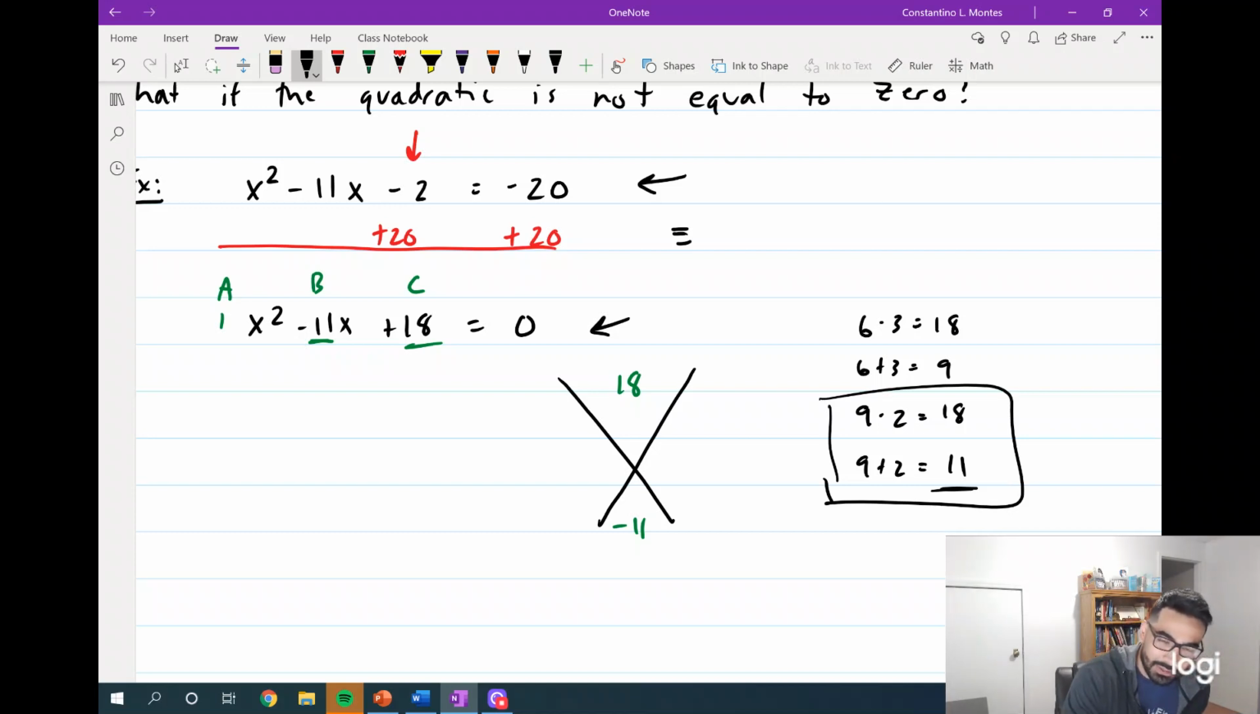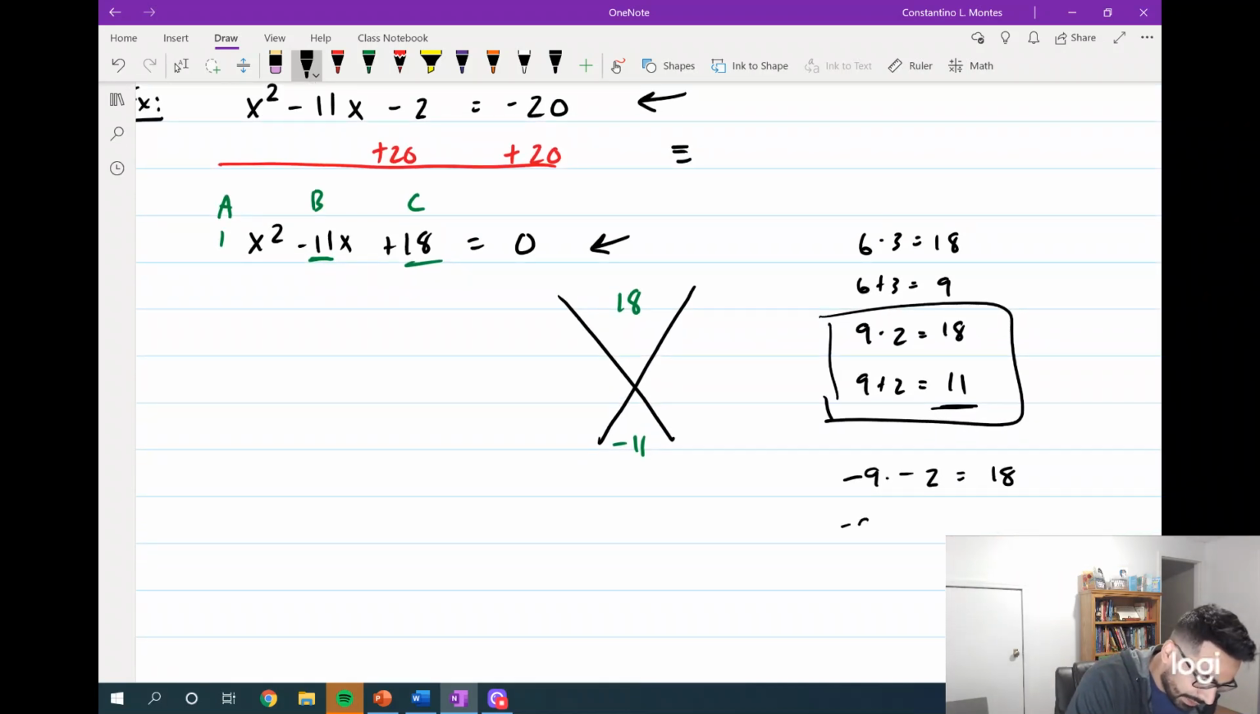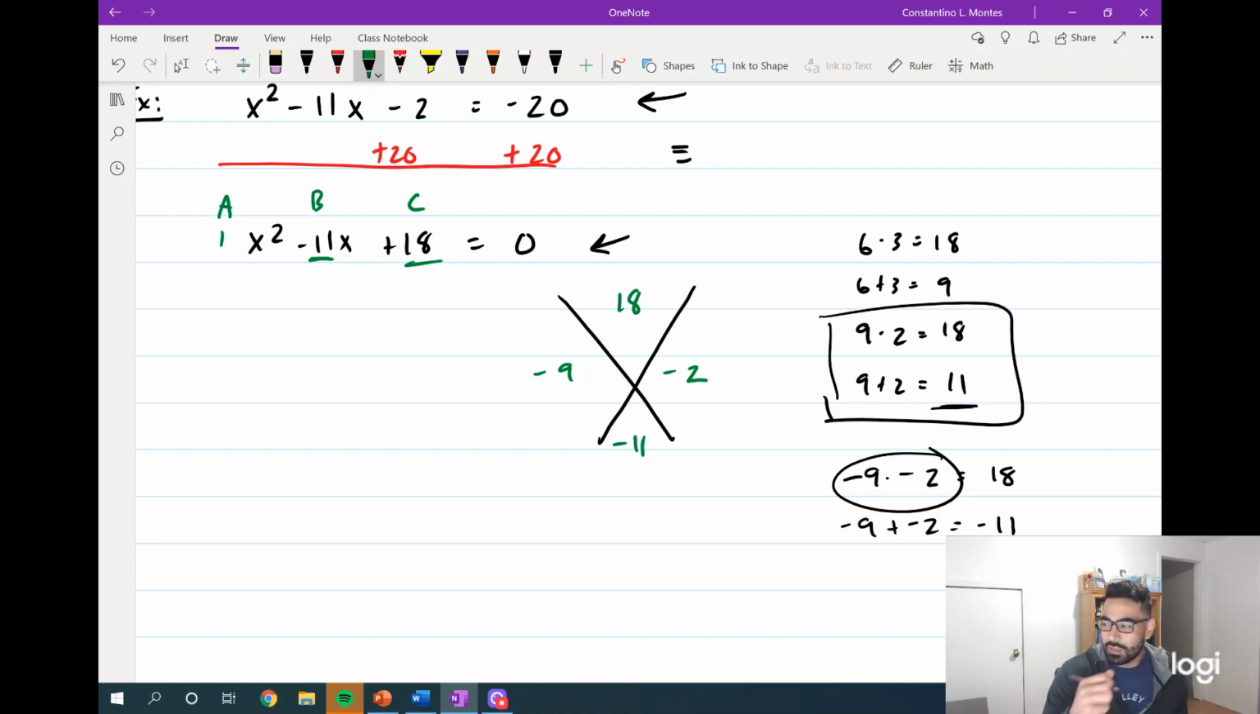But there is. And you have to remember that a negative times a negative is equal to a positive 18. But when I add a negative plus a negative, I end up with negative 11. So my two numbers that I'm looking for are negative 9 and negative 2. Negative 9 and negative 2, right? Sometimes when you start tossing out negatives in there, things get a little bit more complicated. But as long as you remember that a negative times a negative is a positive, you should be able to come up with those two numbers.